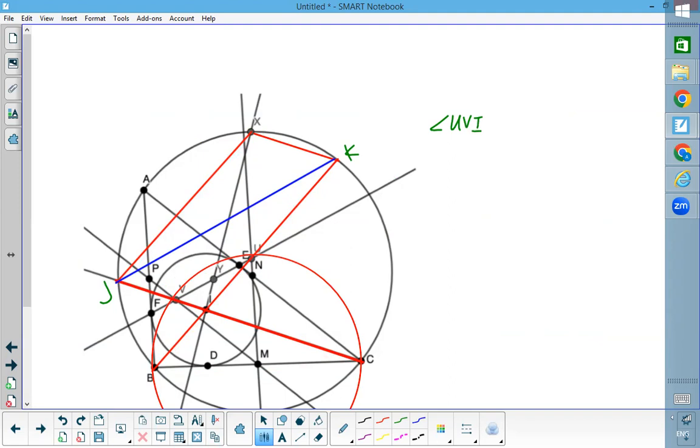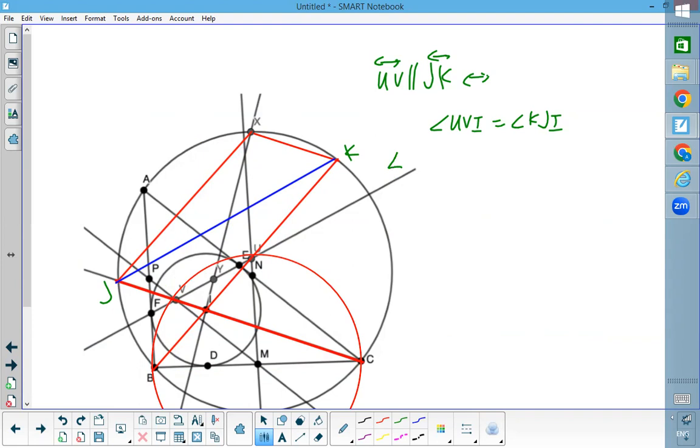What's the angle UVI equal to? Well, we want to show that UV is parallel to JK. You can probably write this: UV is parallel to JK if and only if the angle UVI is equal to angle KJI. Same side corresponding angles are equal. So we should probably start with the angle UVI.